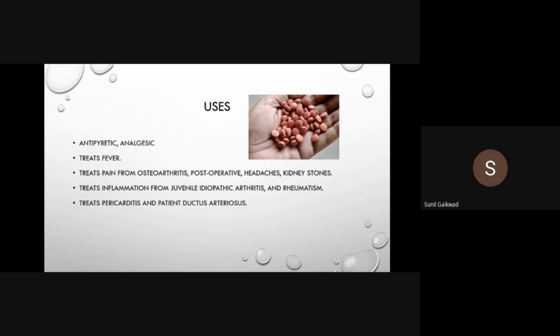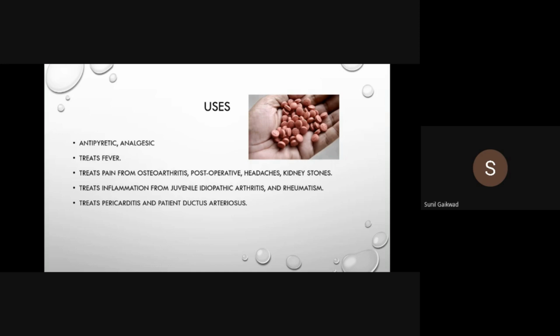Now what all pain does it reduce? It can reduce pain from osteoarthritis, that is arthritis of bones. Post-operative, that is after surgery, the patient can suffer from pain, so it is used to treat that. Simple headaches can also be treated with ibuprofen, and the pain from kidney stones can also be treated. It also treats inflammation from juvenile idiopathic arthritis. So juvenile means little children or kids.